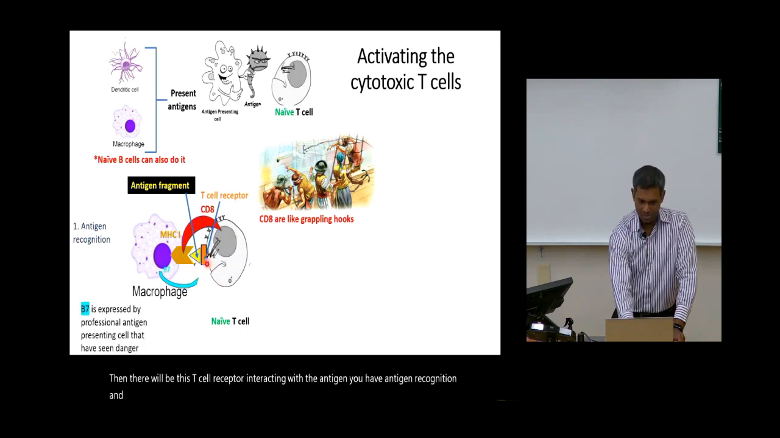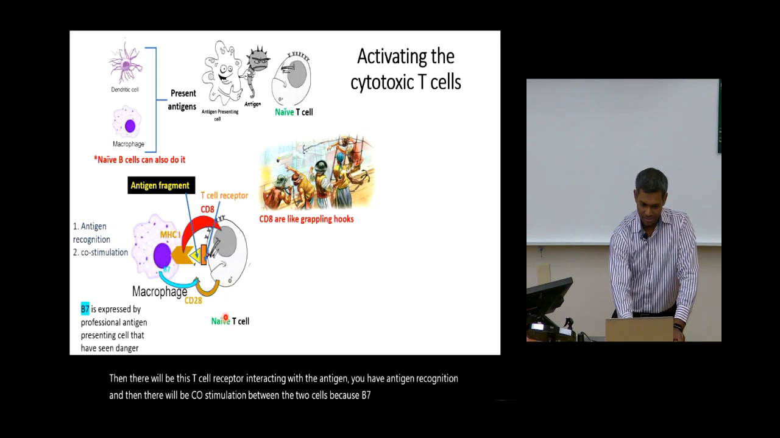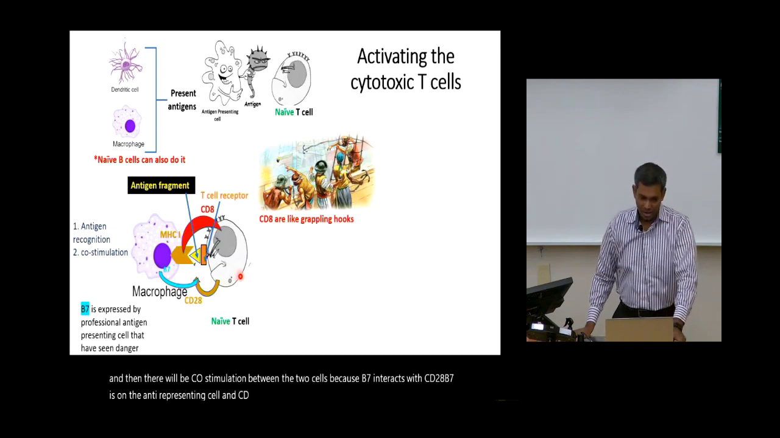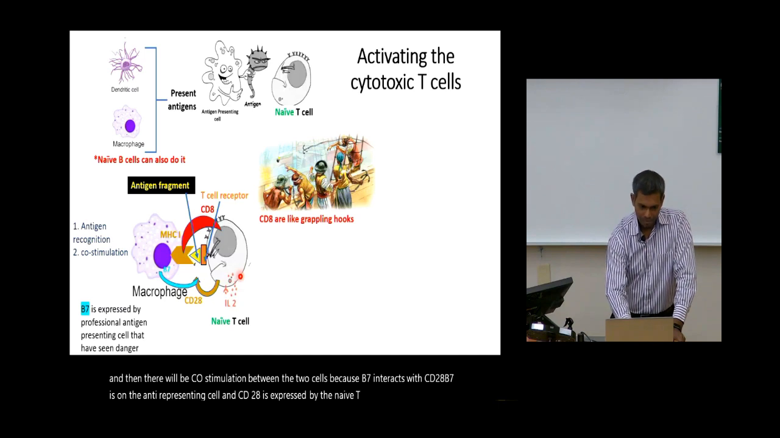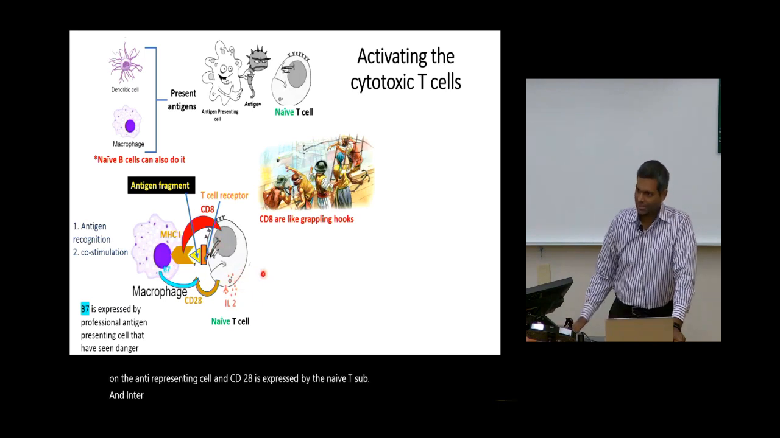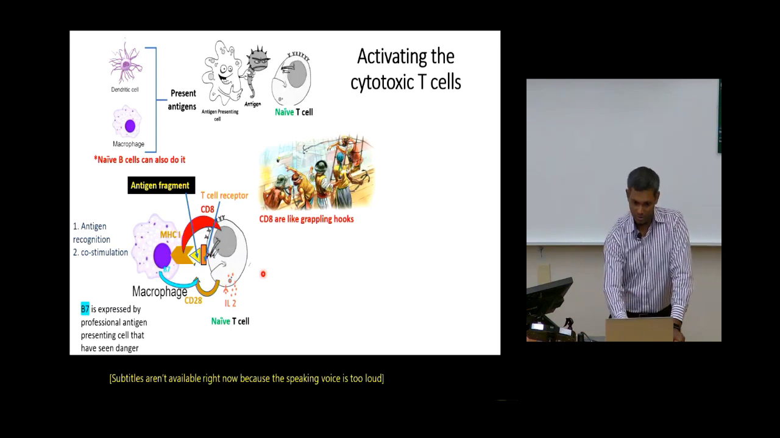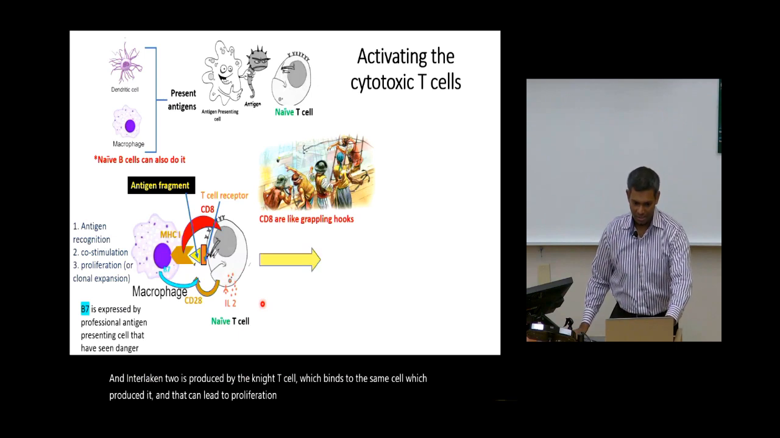and then there will be co-stimulation between the two cells because B7 interacts with CD28. B7 is on the antigen presenting cell, and CD28 is expressed by the naive T cell. And interleukin 2 is produced by the naive T cell, which binds to the same cell which produced it, and that can lead to proliferation and clonal expansion.